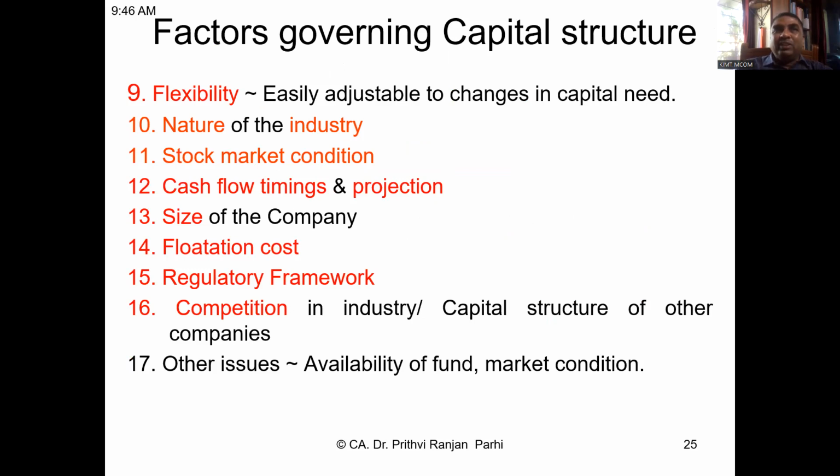Right. So if you take a loan which is repayable after 1 year, you may not be able to honor that. So capital structure should be designed in such a way that the outflows or the expected outflows will match with expected inflows.